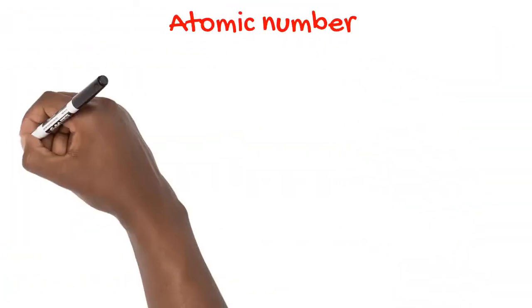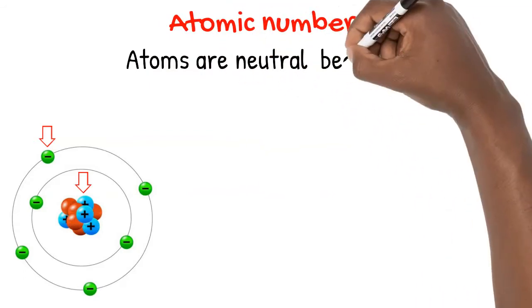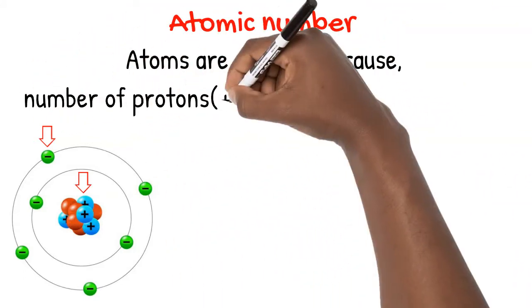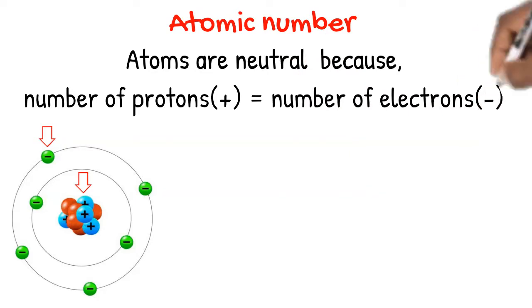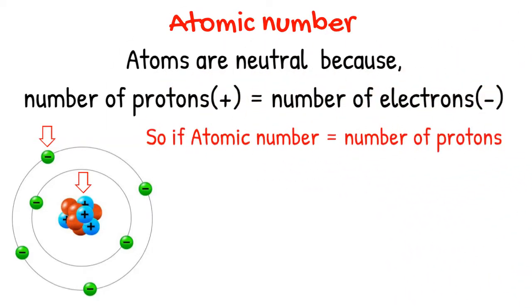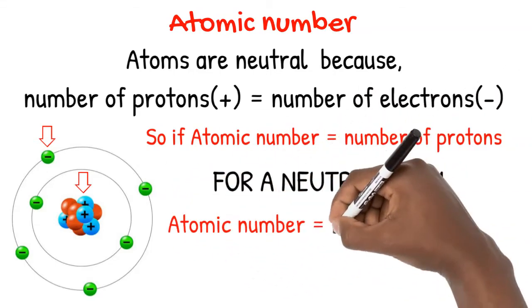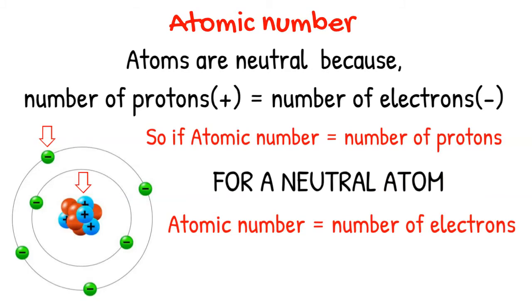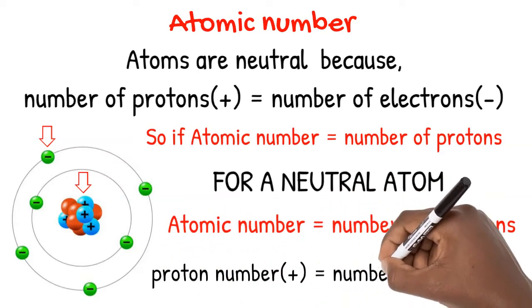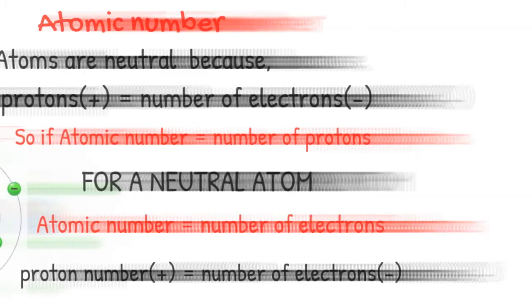Still with the atomic number, remember how protons are positively charged and electrons are negatively charged. Well, atoms tend to be neutral because the number of positively charged protons equals the number of negatively charged electrons. So if the atomic number represents the number of protons, then for a neutral atom, the atomic number also represents the number of electrons, because the number of protons equals the number of electrons. And I really hope this doesn't confuse you.